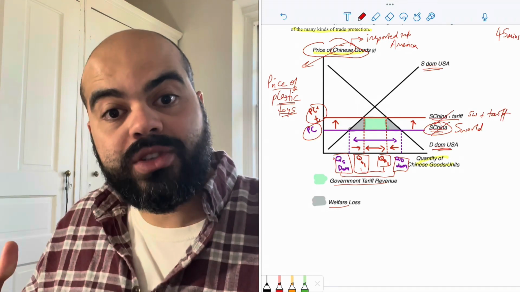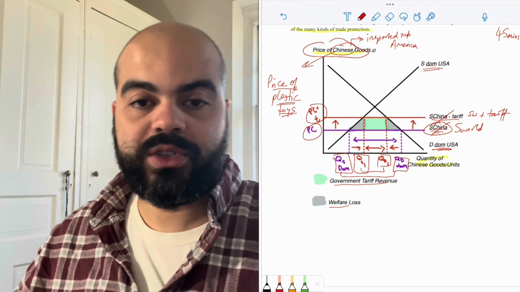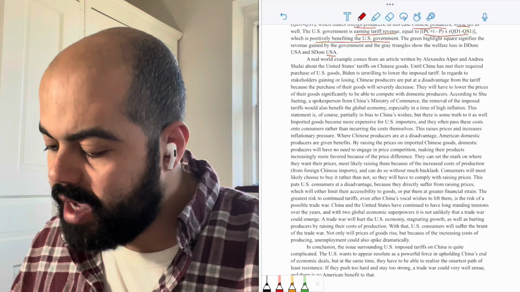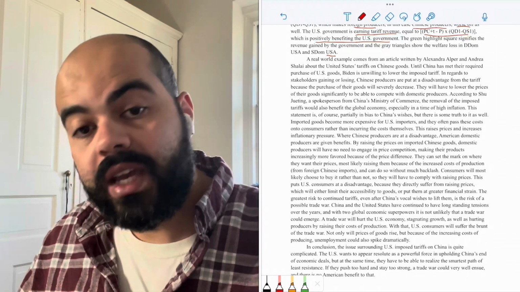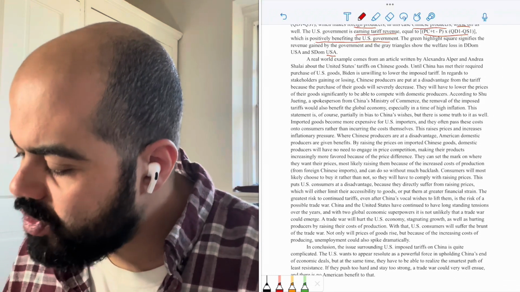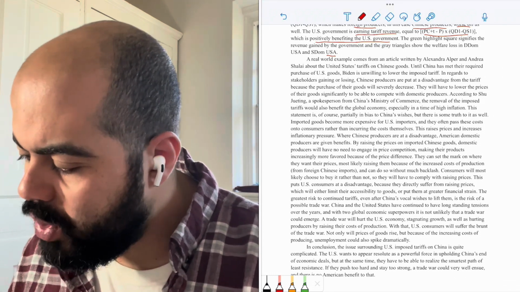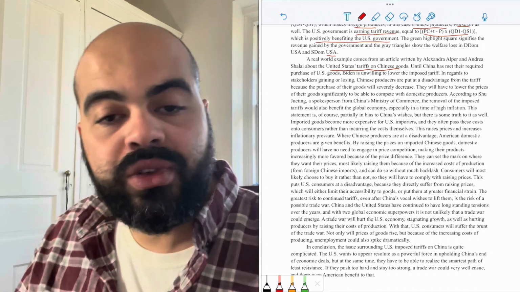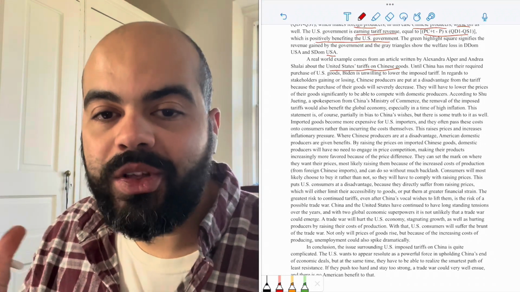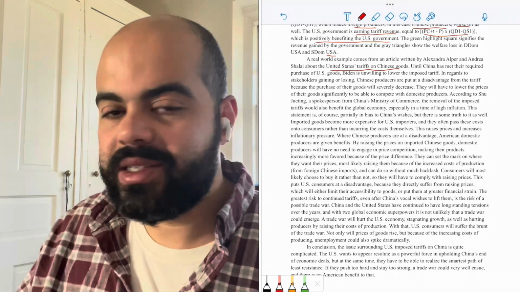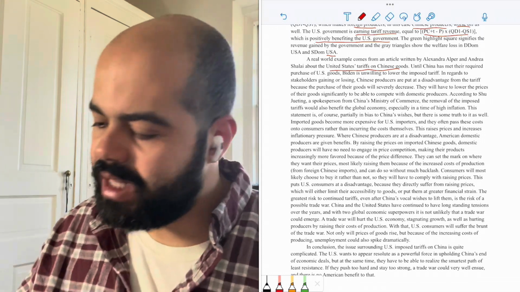I am doing this to show you how, even though this is a high-scoring essay, there was still room for improvement. Okay, a real-world example. Now remember, this real-world example was taken from an article that I gave the class. A real-world example comes from an article written by Alexandra Alper and Andrea Shalai about the United States tariffs on Chinese goods. You do not have to memorize the authors of articles, by the way, when you give real-world examples. That's because this was a take-home essay and I gave them an article.